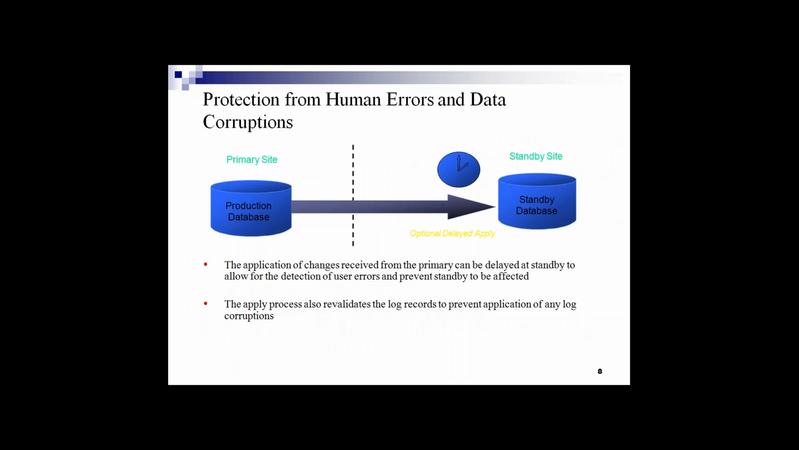This is the physical standby side. The application changes received from the primary can be delayed at the standby to allow for the detection of user errors and prevent them from being applied. Here we have an advantage: as per the business requirement, if we want a delay of 15 minutes or 30 minutes between the primary and the standby database, we can implement that requirement in our environment also.